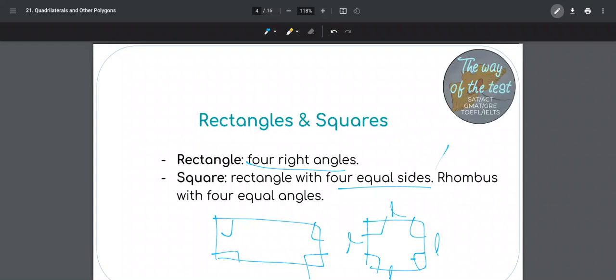Now, you could also say that a rectangle is a type of rhombus. It's a rhombus with 4 equal angles, but don't worry about the definition, don't worry about the terms, just worry about what they are. Okay, pause the video, copy this. We are going to move on.